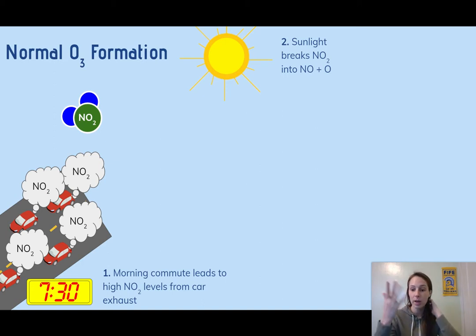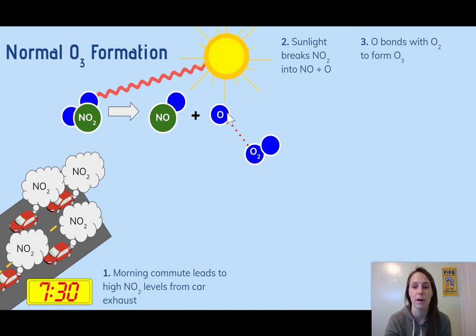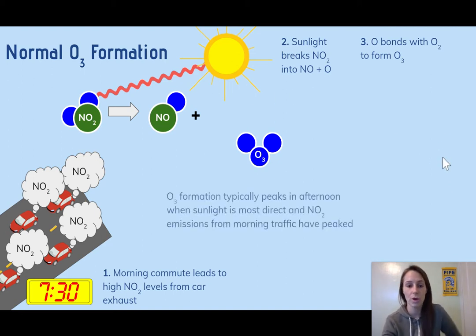Then after the morning, you've got the sun rising. The sun is going to come in and break that nitrogen dioxide into NO and O. So we're going to get nitrous oxide and a single oxygen atom. Now, within the atmosphere, we have oxygen gas floating around. That oxygen gas is going to bind to this free oxygen atom, because this free oxygen atom is not very stable, so it's going to want to bond with something pretty quickly. So this oxygen atom is going to bond with the oxygen gas in our atmosphere, and that is what forms ozone, which is O3.